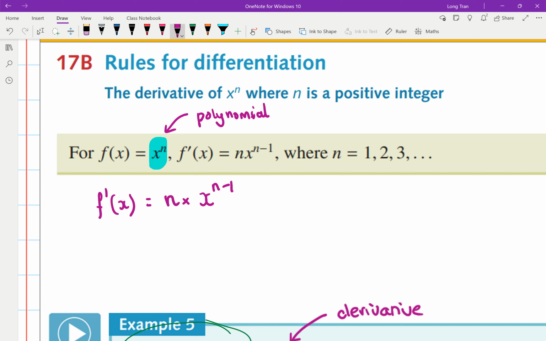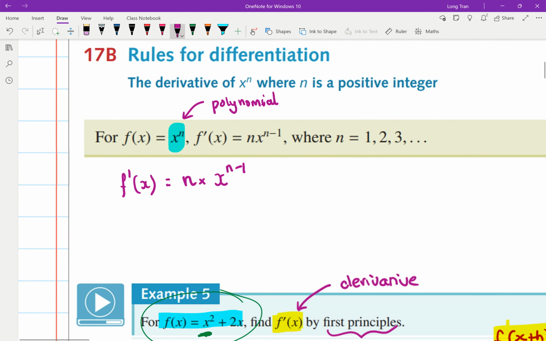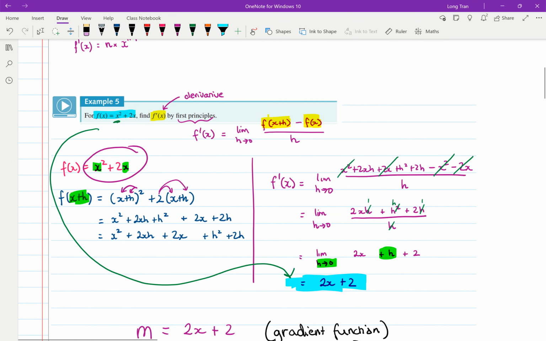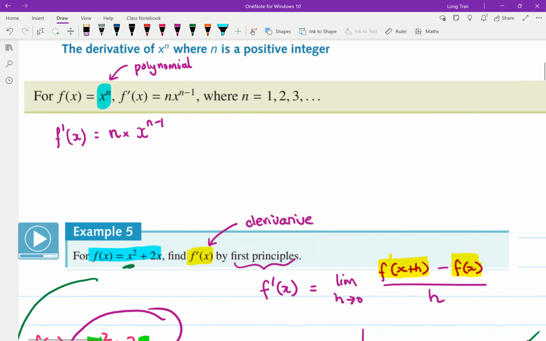So if we're using this rule, as you're copying down the rule, let's have a look at the example that was given. So the one we did before in exercise 17A, I did the whole derivative with first principles to finally get our answer, and I used the limit, talking about h approaching 0, and then you were able to figure out that the result was 2x plus 2. So let's use that rule for our function now.